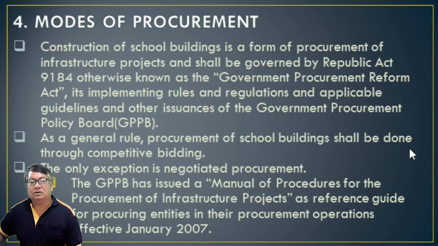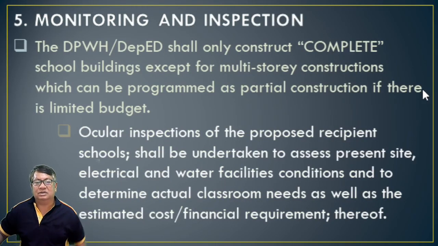As a general rule, procurement of school buildings shall be done through competitive bidding. So that is what is done most of the time. The only exception is negotiated procurement. Now, the GPPB has issued a manual of procurement for infrastructure projects as a reference guide for procuring entities and their procurement operations, effective January of 2007.